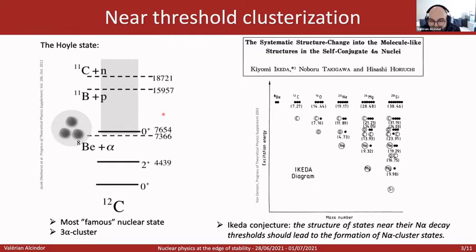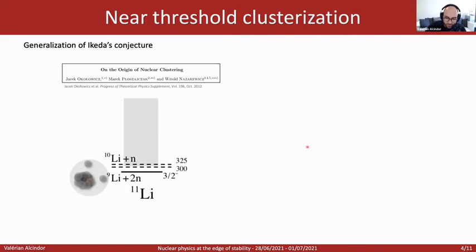And this led to many works and this famous conjecture of Ikeda and collaborators that the structure of states near the N-alpha decay threshold should lead to the formation of N-alpha cluster states. And again, this has been extensively discussed already. And then one can ask themselves, can we generalize this Ikeda's conjecture?